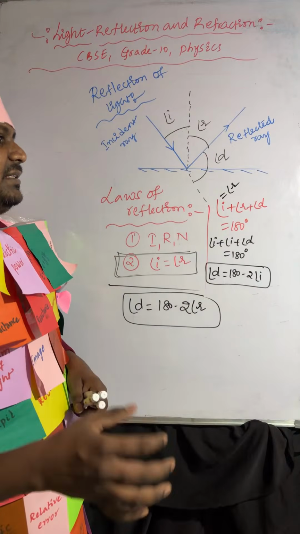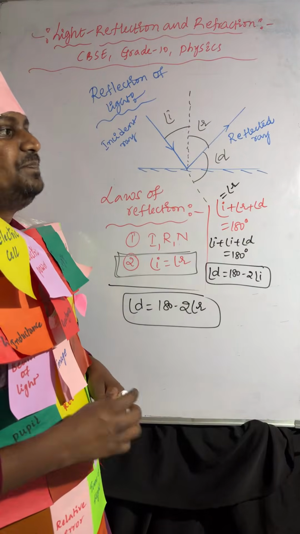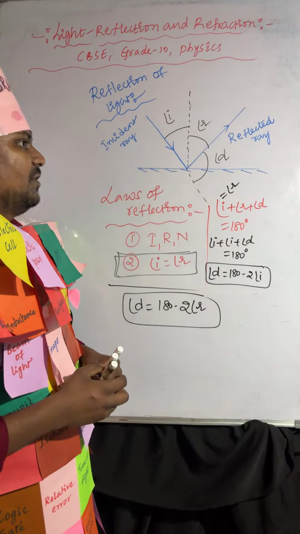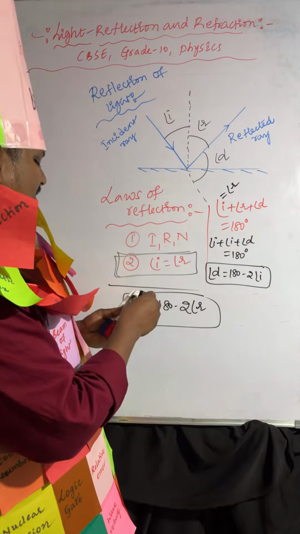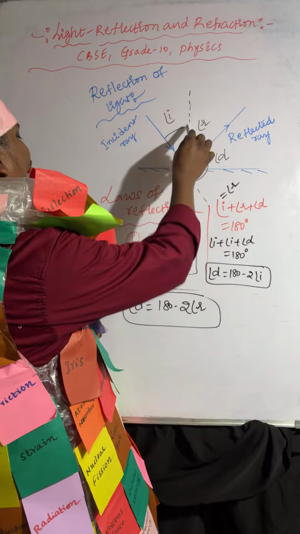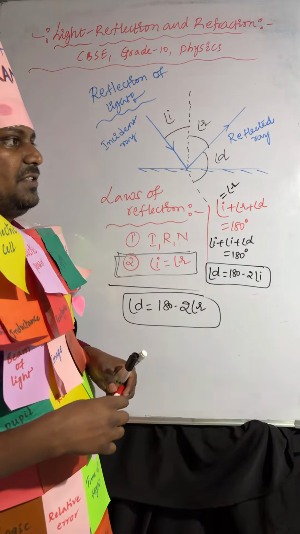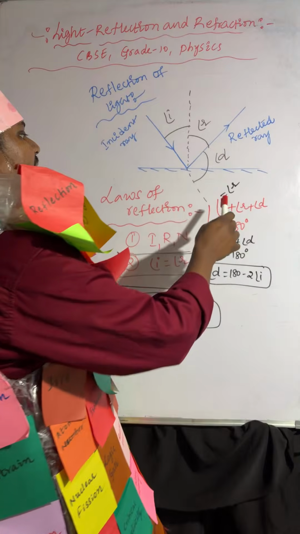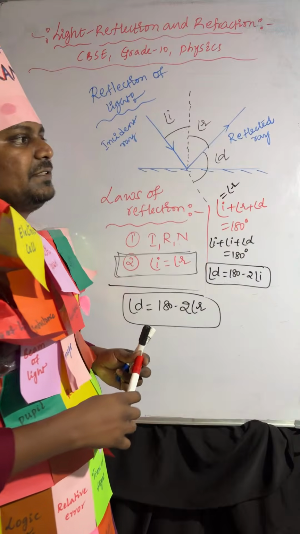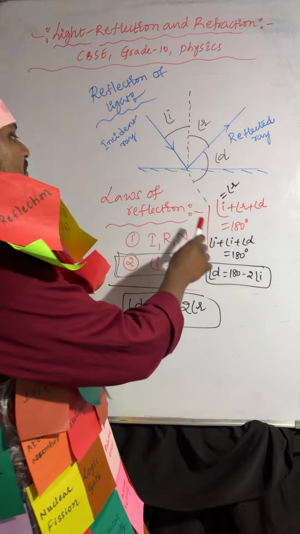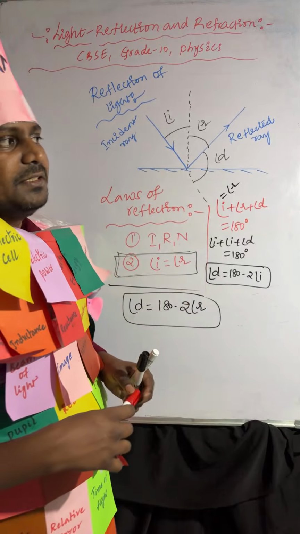The bouncing back of the light from the reflecting surface is called reflection of light. Coming to laws of reflection: incident ray, reflected ray, and normal line lie on the same plane. Angle of incidence is equal to angle of reflection. Now, angle of incidence plus angle of reflection plus angle of deviation equals 180 degrees.